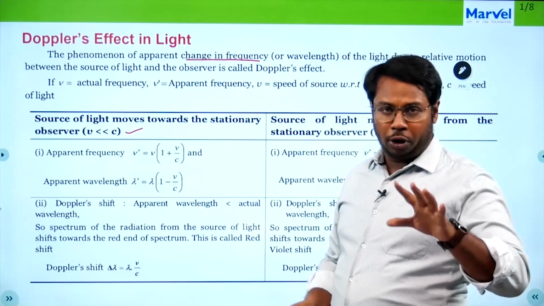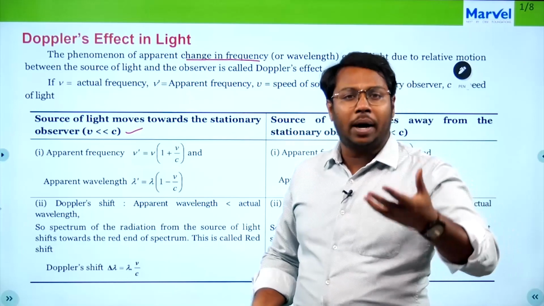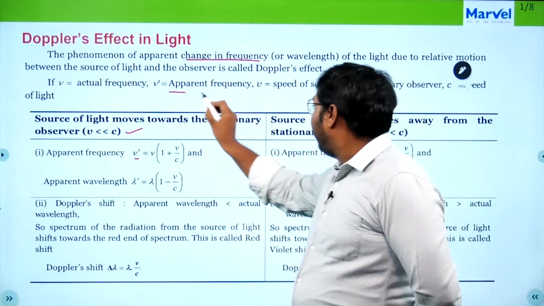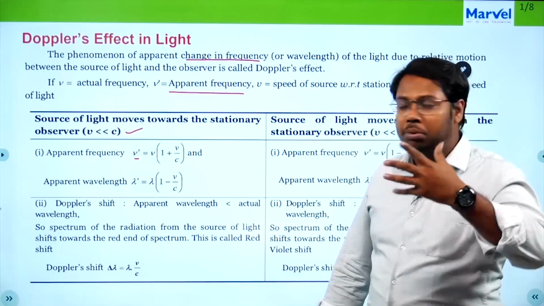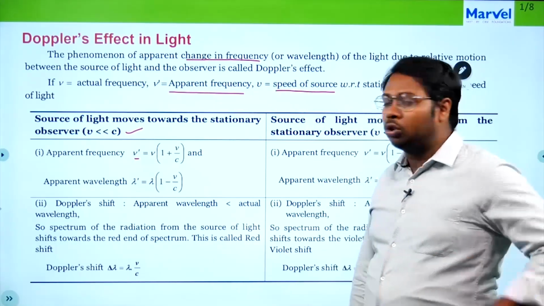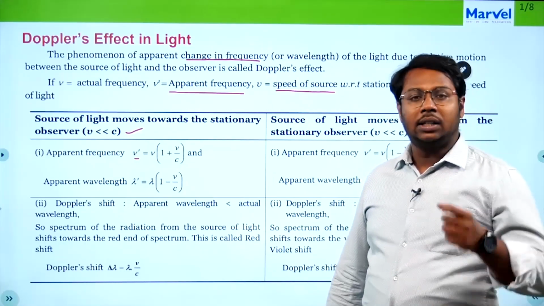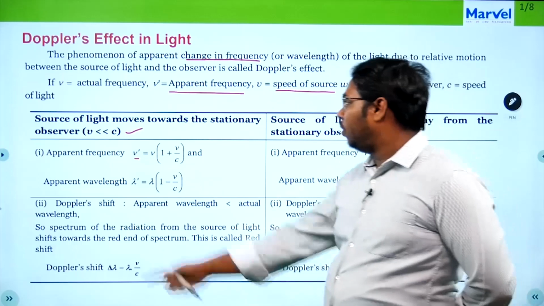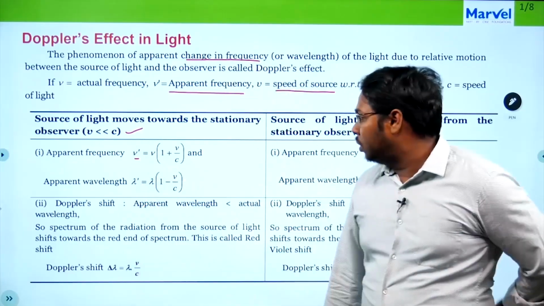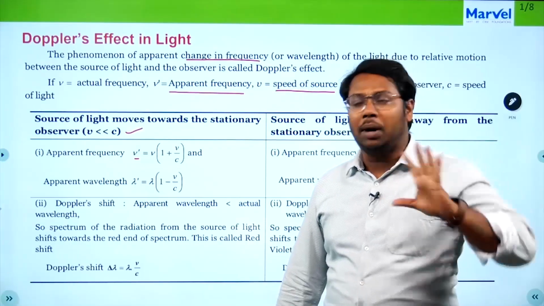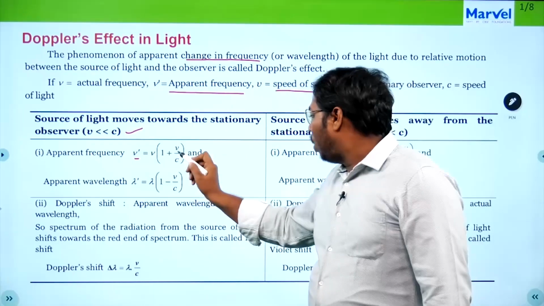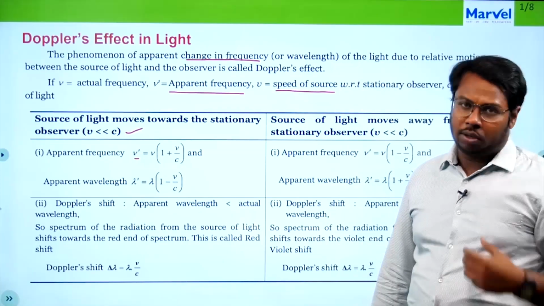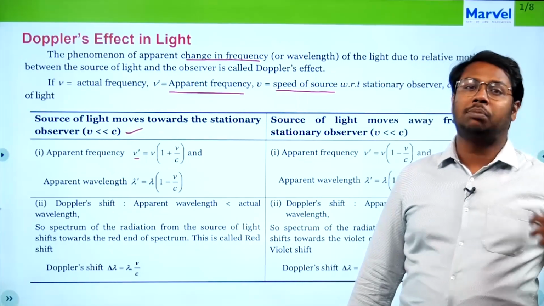In this case, I am going to show you what the frequency of light observed by the observer at rest is going to be. Mu prime stands for the apparent frequency, which means the frequency of the light observed by the observer, and V stands for the velocity of the source with respect to the observer, not with respect to the ground. And of course C stands for the speed of light. Now mu prime is equal to mu into 1 plus V by C, where V stands for the velocity of the source with respect to the observer.